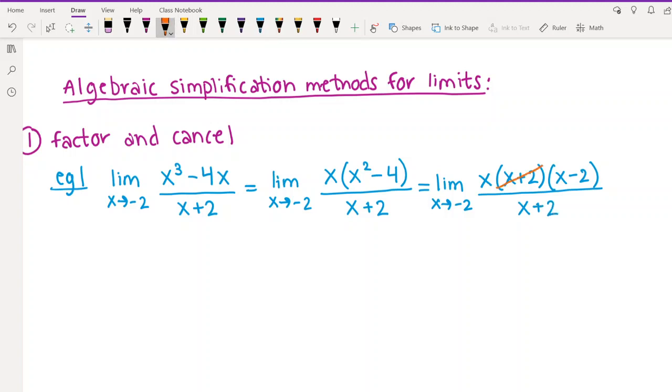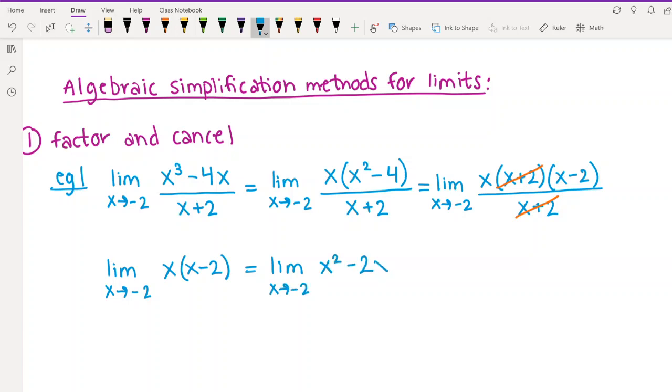And so we can cancel out this common factor of x plus 2, and that gives us a new function. So we're now taking the limit of this new function, and the new function is x times x minus 2. Or if you wanted to, you could rewrite that as x squared minus 2x. Just to be clear, that is a different function than the one we started with, but we'll look at the graphs in a second and we'll see that it looks really similar. It's just that it doesn't have a hole, it doesn't have an issue anymore at -2, and so now we can actually go ahead and plug in -2.